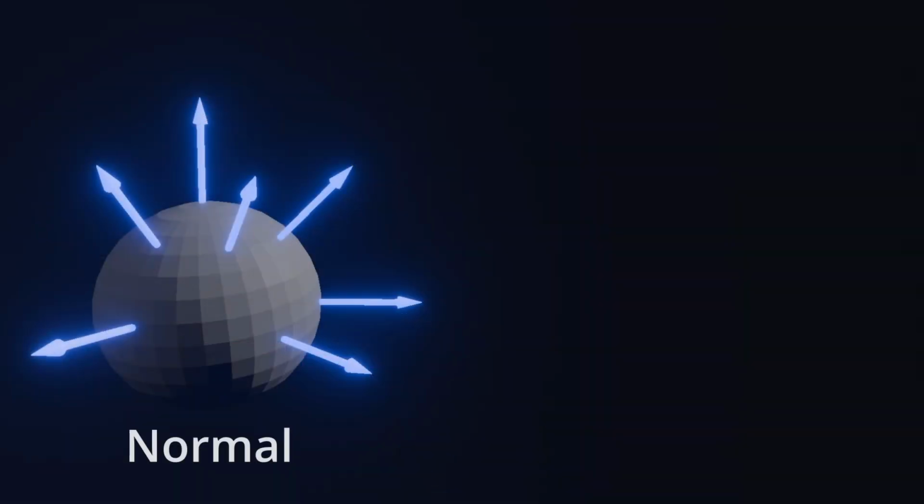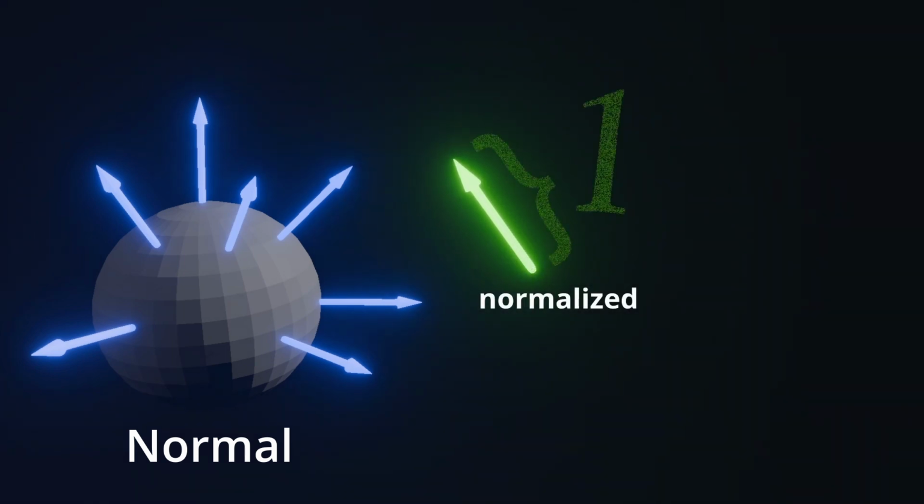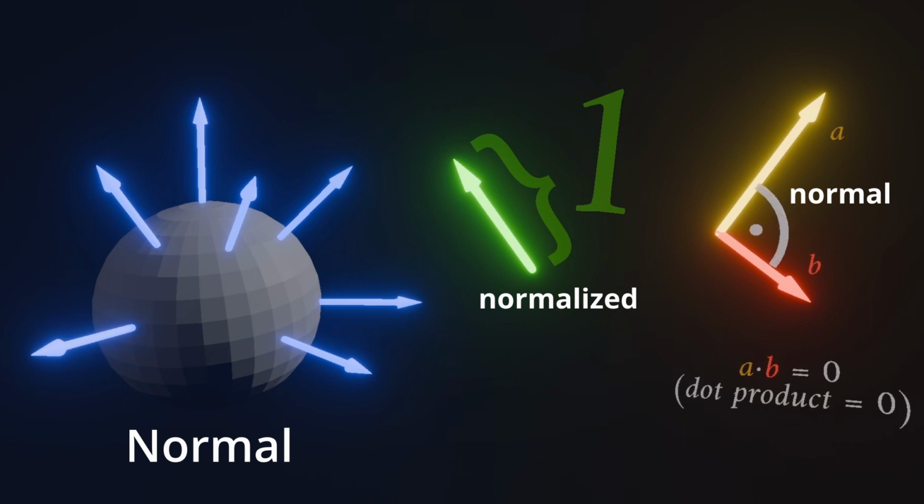So there is the surface normal vector, there are normalized vectors, and two vectors can be normal to each other, which doesn't mean that they have a length of 1. It just means that they have a 90-degree angle between each other.